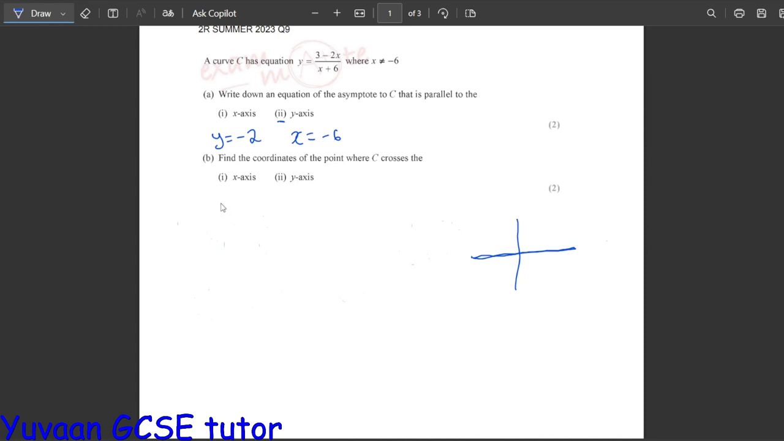So the coordinates are going to be something, comma 0. And vice versa for the y-axis. It's going to be somewhere along this line. Therefore, the x-coordinate has to be 0. So it's going to be 0, comma something.